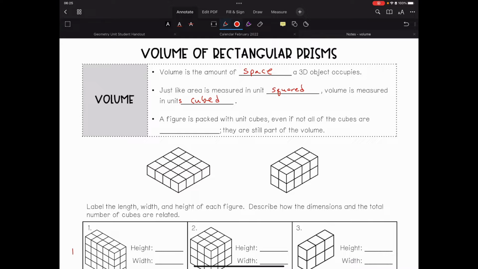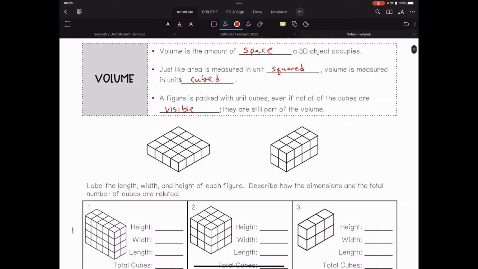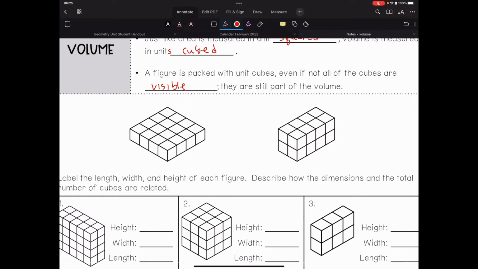When we're talking about a figure packed with units cubed, even if not all of the cubes are visible, even if we can't see them all, they're still part of the volume. So the two diagrams below are an example of volume expressed in units cubed, right? So here we have how many cubes? We've got 4 right here, right? 1, 2, 3, 4. And then we have 4 rows of them here. So there are 16 total cubes.